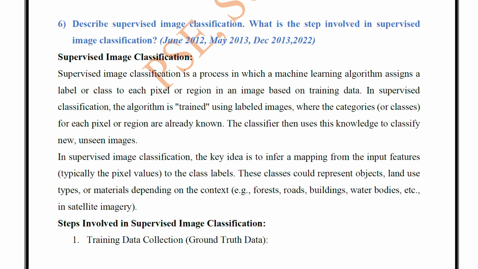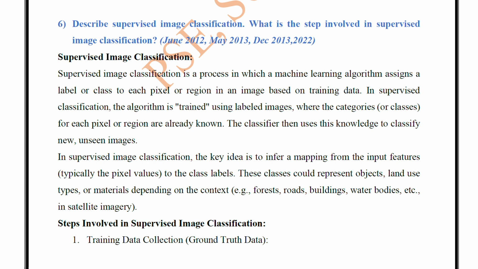Supervised image classification is the process in which a machine learning algorithm assigns a label or class to each pixel or region in an image band or training data. In supervised classification, the algorithm is trained using labeled images, where the categories or classes for each pixel or region are already known. The classifier then uses this knowledge to classify new unseen images.